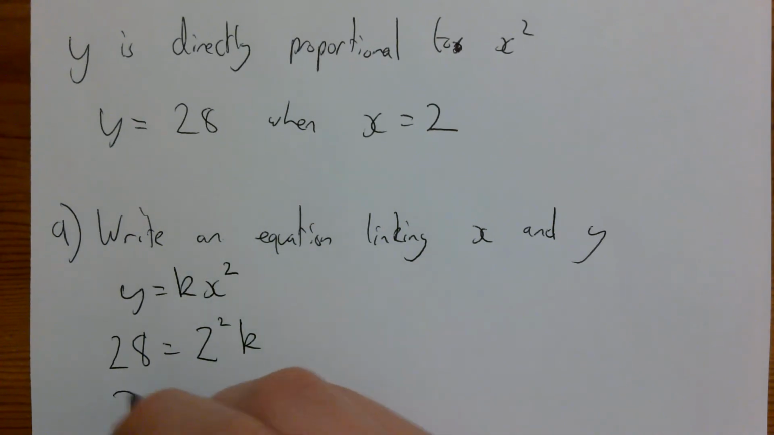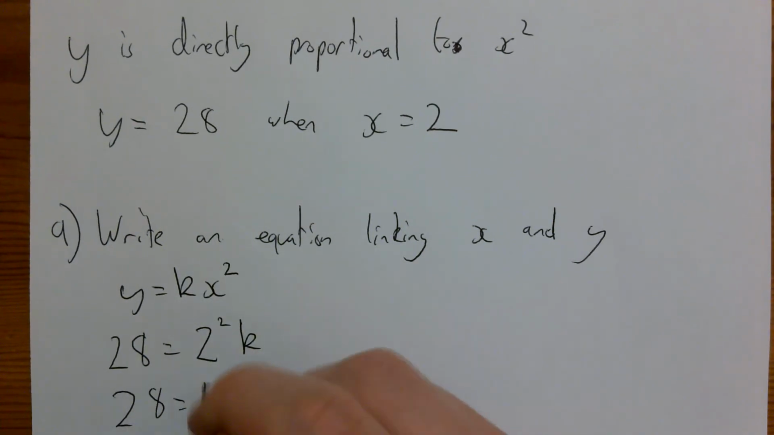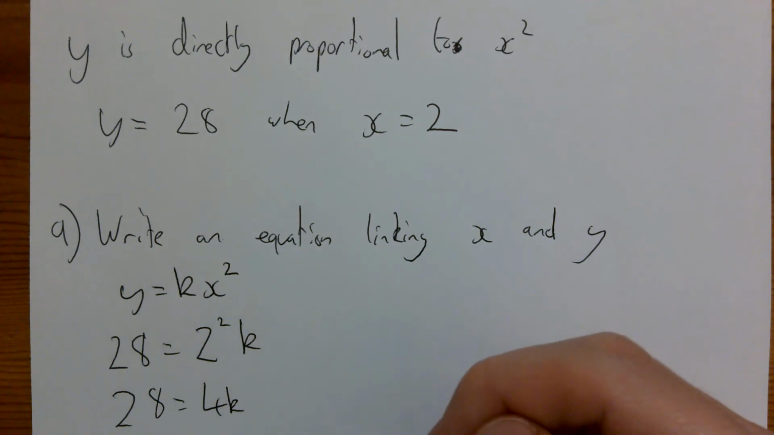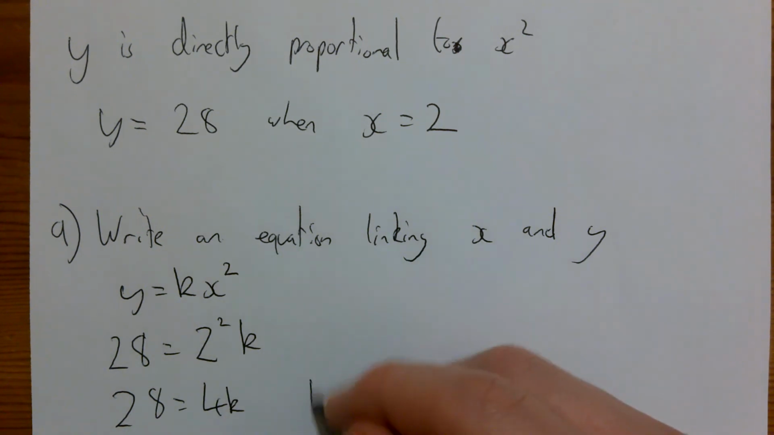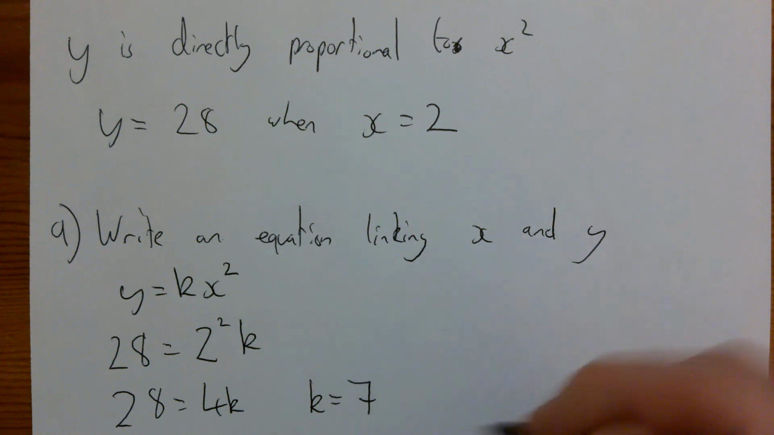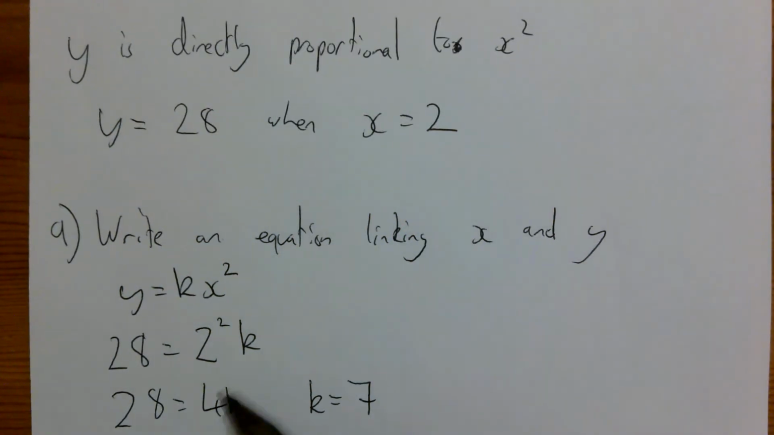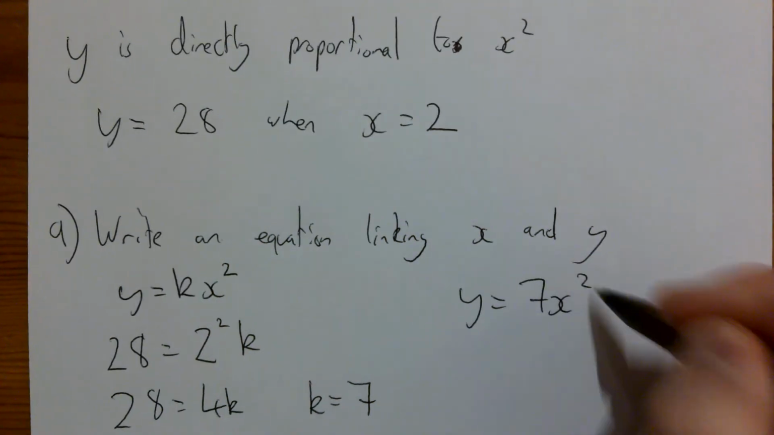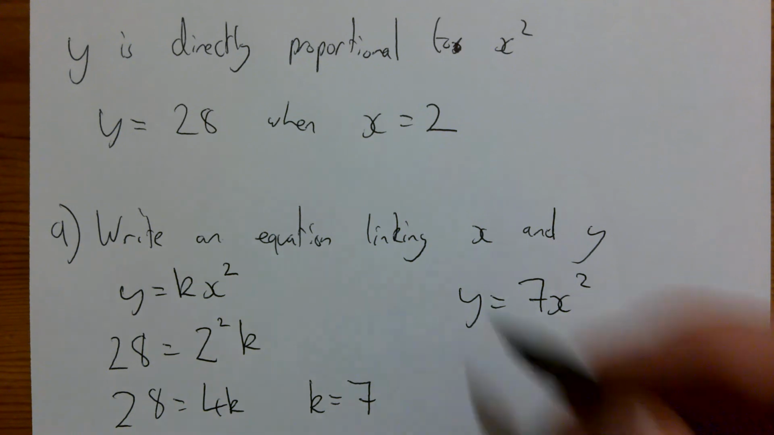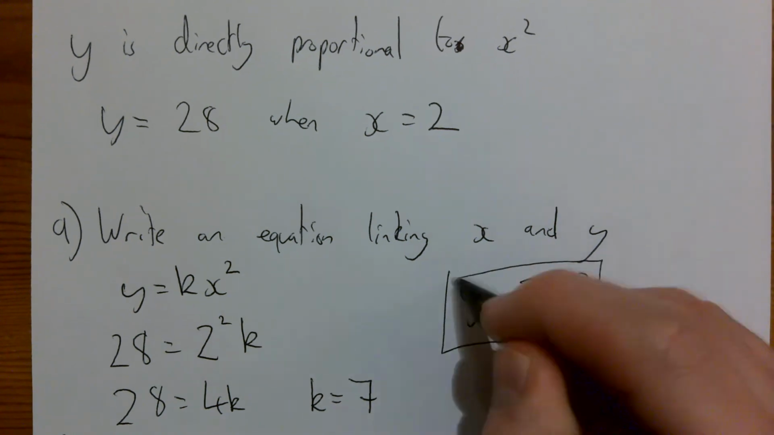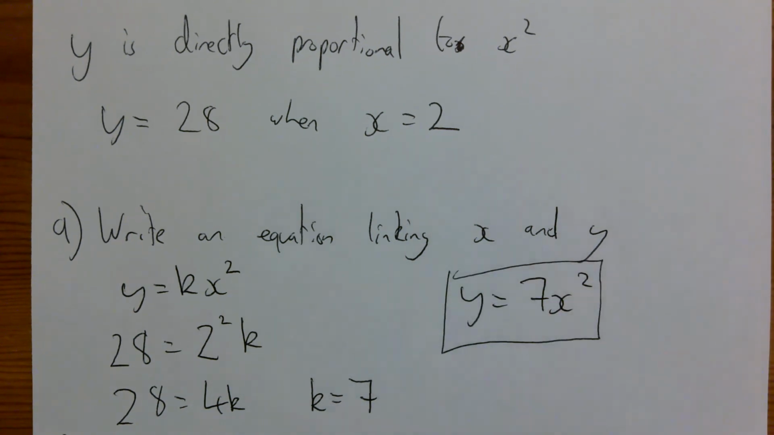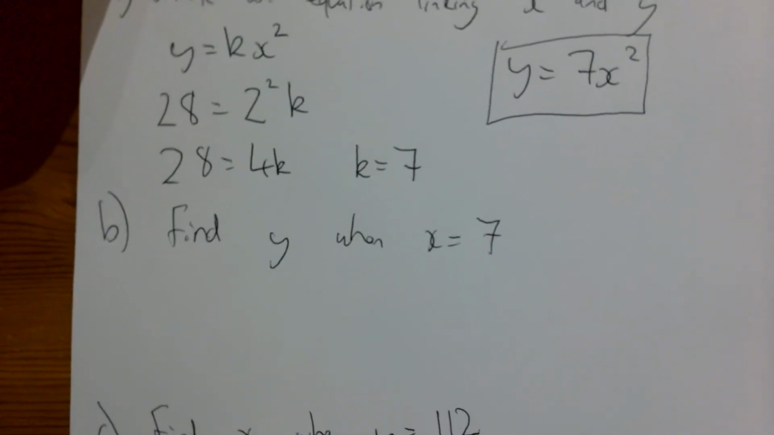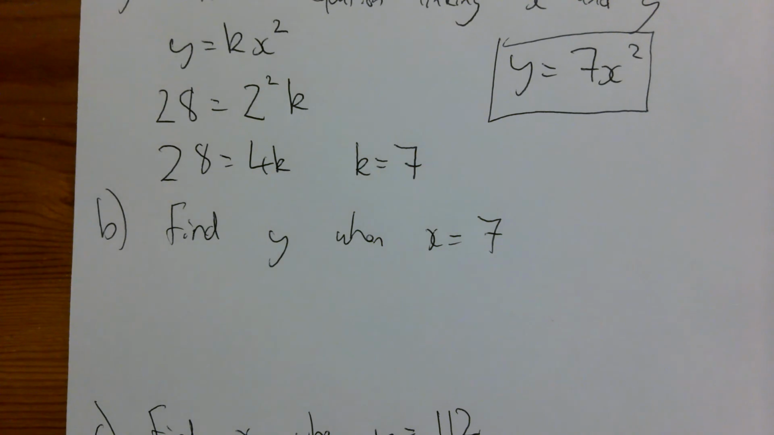And that means that 28 equals, or 2 squared is 4, so 4k. And if 28 equals 4k, then we know that k equals 7. And so we've worked out that k equals 7, so if y equals kx squared, that means that y equals 7x squared. And now any values that I need to find out, I can use that rule to help me find them.